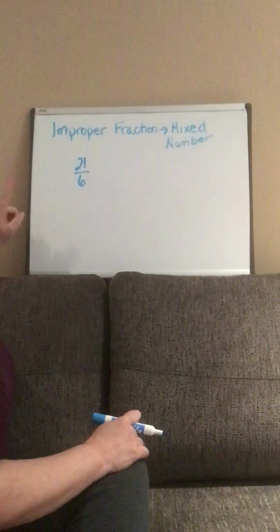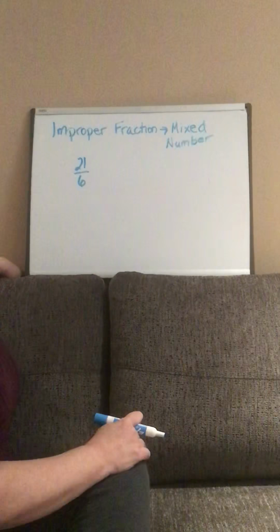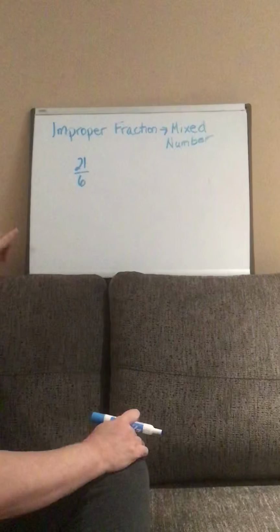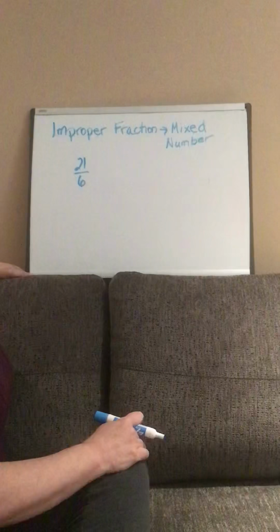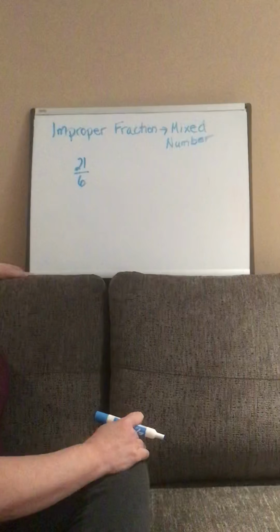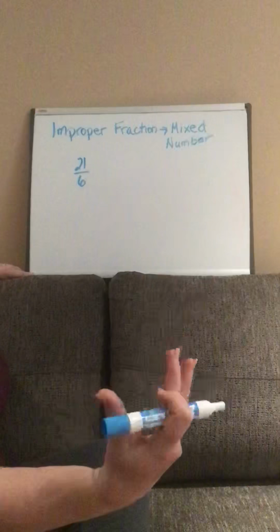Today we're going to look at changing an improper fraction to a mixed number, the exact opposite of what we did yesterday. I've written down the improper fraction of 21 over 6. As we talked about yesterday, we can break this down. We need to find wholes plus a part.